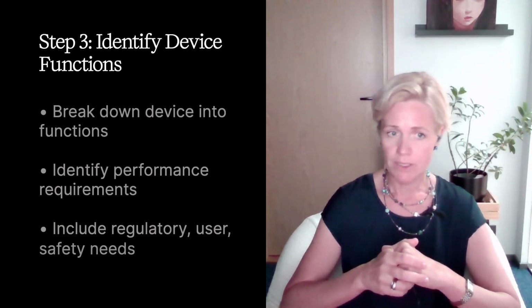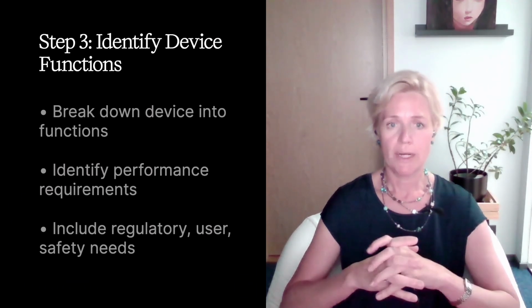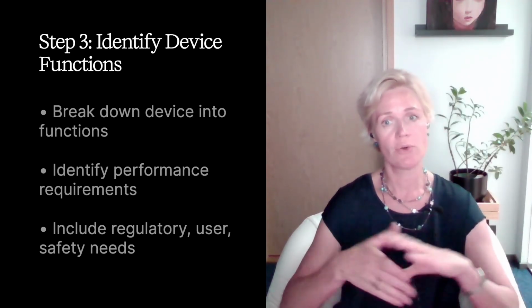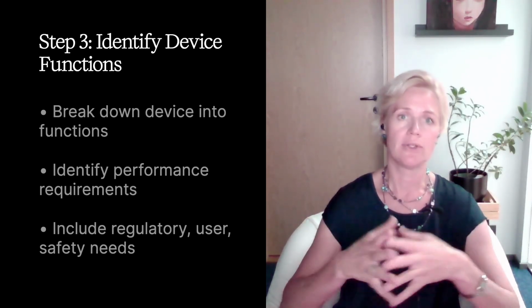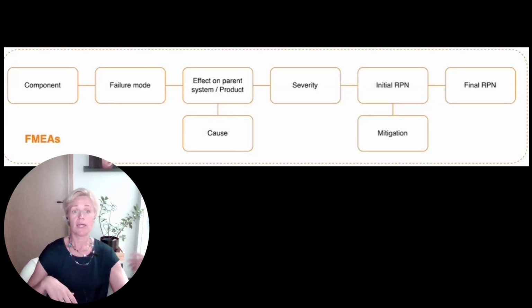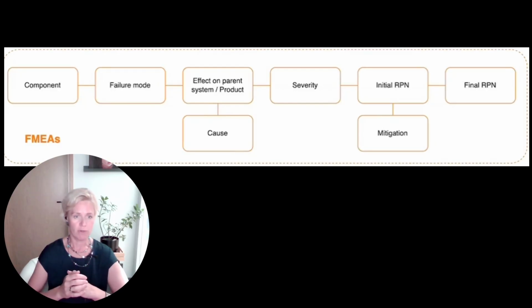Step number 3, identify device functions and requirements. In this step, you should break down the medical device into its functions and subfunctions, and identify the performance requirements for each of the functions, including regulatory, user, and safety needs. And you can also create functional diagrams to visualize the system and identify any critical or life-supporting functions.